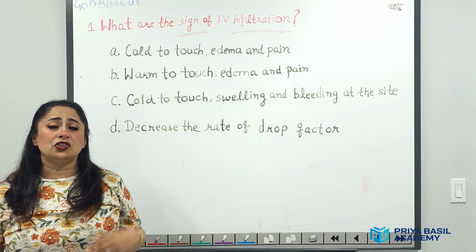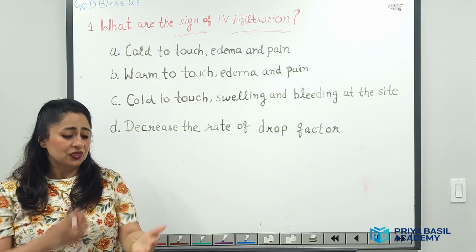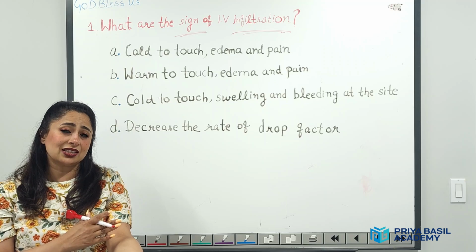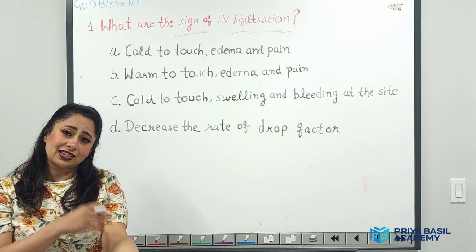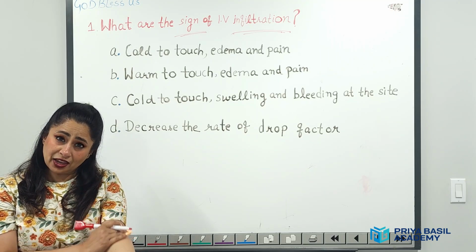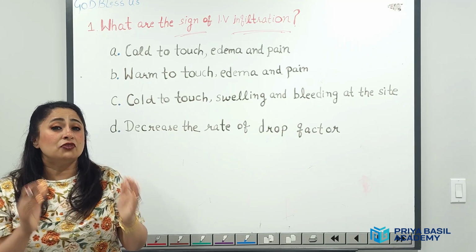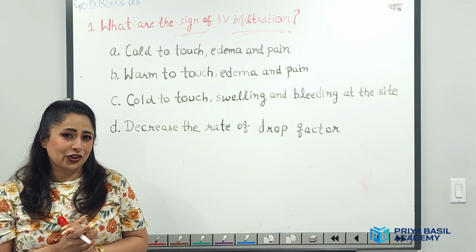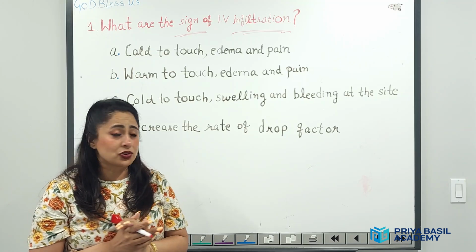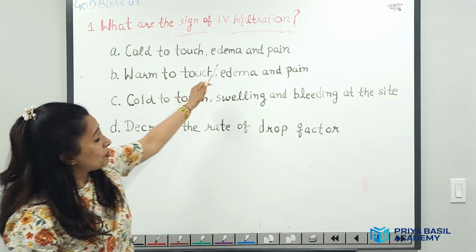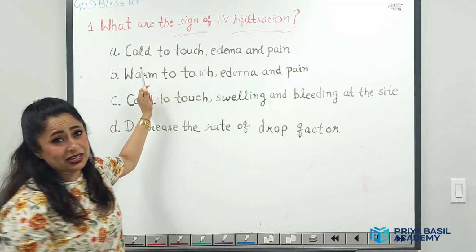When the nurse is initiating an IV line, instead of going into the vein, it's staying in the interstitial tissue. And what you can see there is the fluid is collecting inside the skin. So you will be seeing edema, you will be seeing pain, you will be seeing cold to touch, which is the cardinal sign of infiltration. So let's see if you have that option here. Yes, we do have here cold to touch, edema and pain. Of course, that's the best answer.